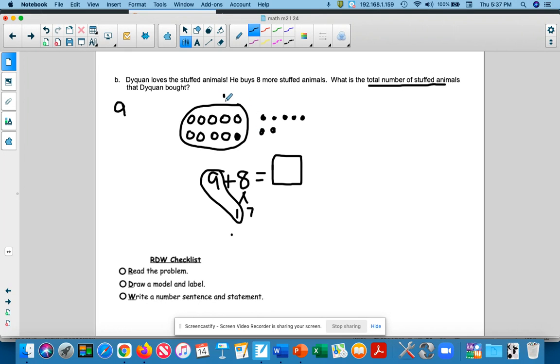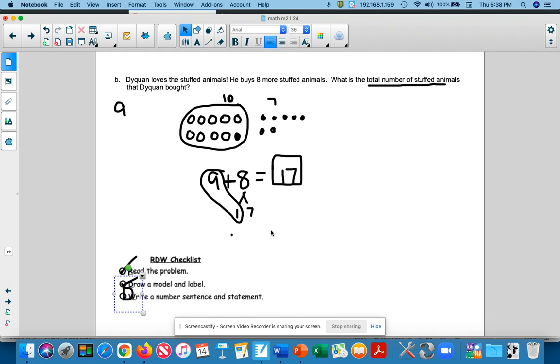So we have our 10 and 7. If you're not sure, you can always say 10, 11, 12, 13, 14, 15, 16, 17. You can try that counting on. And remember, that was our strategy that we used when solving. So now we read the problem, we have a model and labeled, we have a number sentence, but we need to just do one last thing and make a statement.